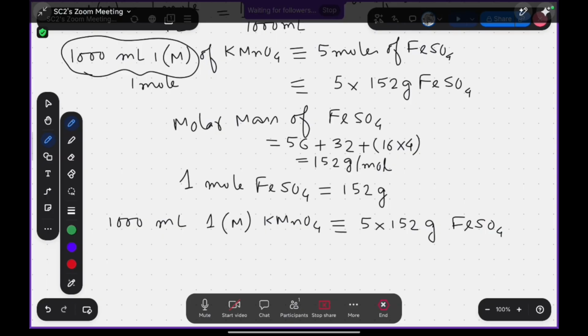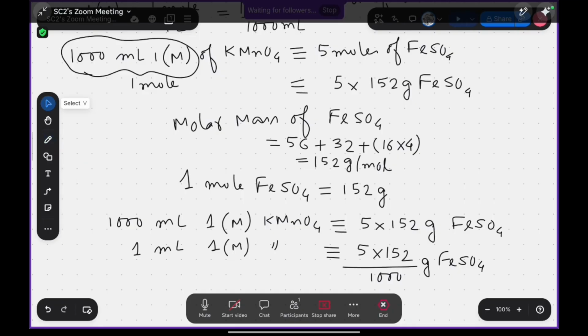Now what is given in the question? 52.68 ml and 0.05 molar KMnO4. So if you simplify it, 1 ml 1 molar KMnO4 means 5 into 152 divided by 1000 gram ferrous sulfate.